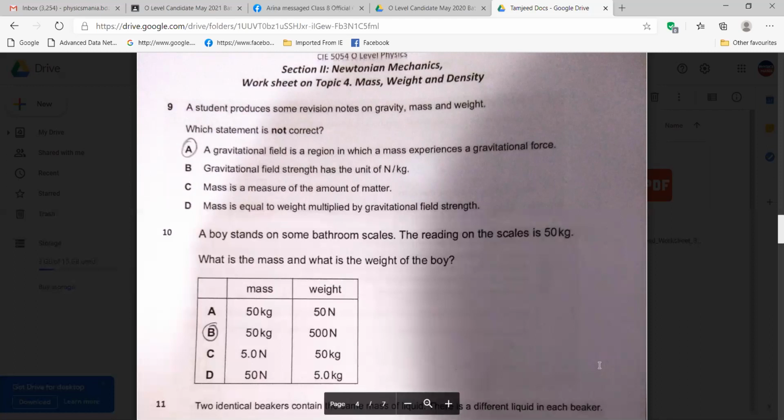And if I ask you about mass, then how will you say? Mass is weight divided by gravitational field strength. Yeah. So you note, underline this, and there you write divided. That's identified.